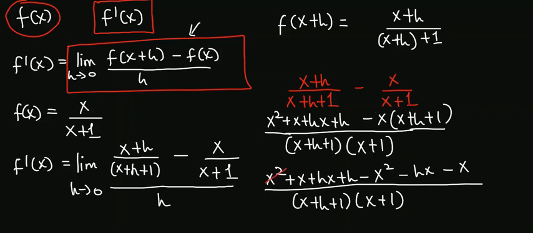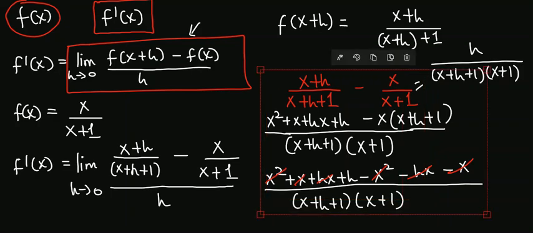So let's look at what is going to happen. We have x squared here, then we have minus x squared here, so that's going to give us 0. We have plus x here, minus x here, that also gives us 0. Then we have hx here and minus hx here, that also gives us 0. So at the end we are just going to have h divided by x plus h plus 1 multiplying x plus 1. That's for the numerator. So let's do the substitution into the main expression that we have.